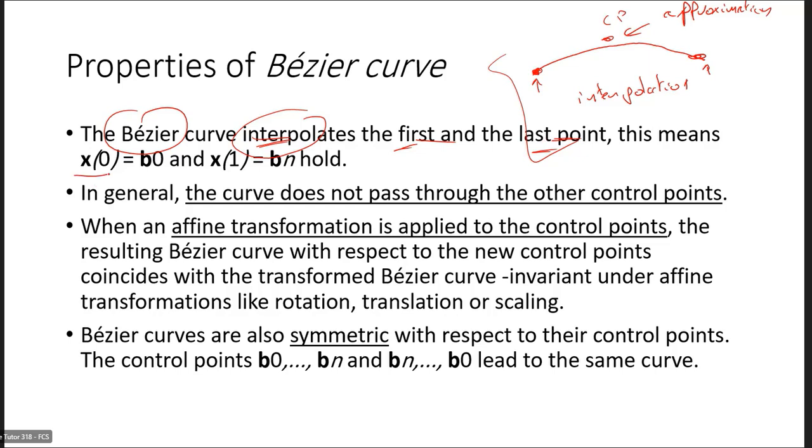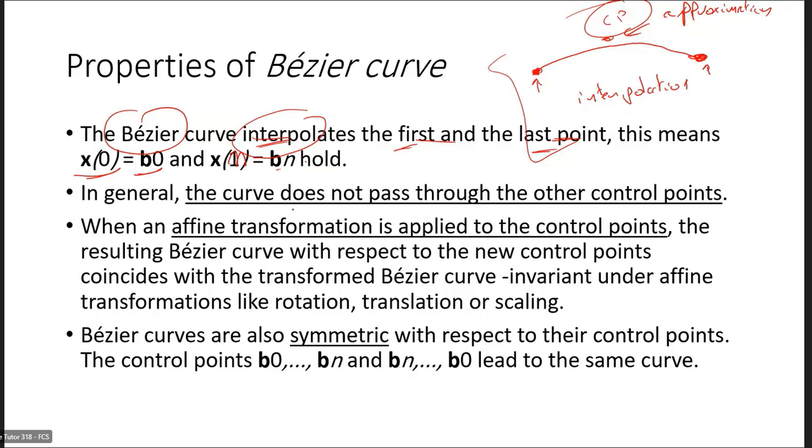And x of 0 would be the same as the curve. So the first point here will be b0. And x of n will be bn. And the last point also will be interpolated, and we'll use the same points. Okay, and then we have to interpolate the different other points.